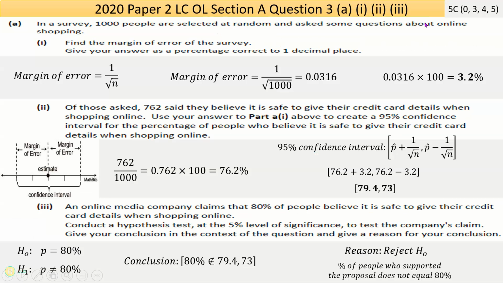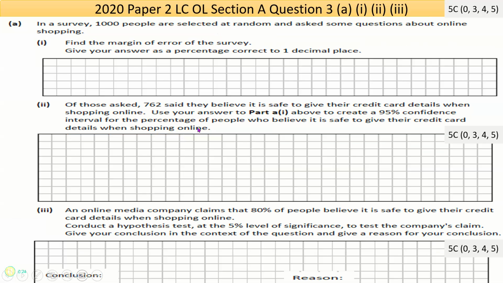Okay, so the pen will start working. It is working now, sorry, sometimes it doesn't work.